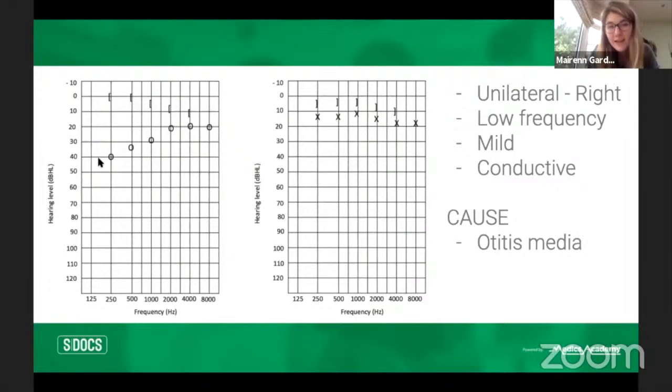This audiogram here would likely be caused by something such as otitis media. It's low frequency, mild hearing loss, and it's conductive. It could also be caused by something like otitis externa. To differentiate between these two, you need to go back to your history and your examination. So looking at whether the patient has discharge, whether they've got erythema of the ear will be really important here.